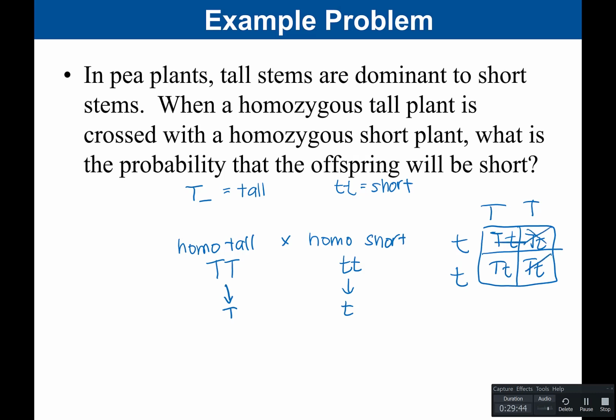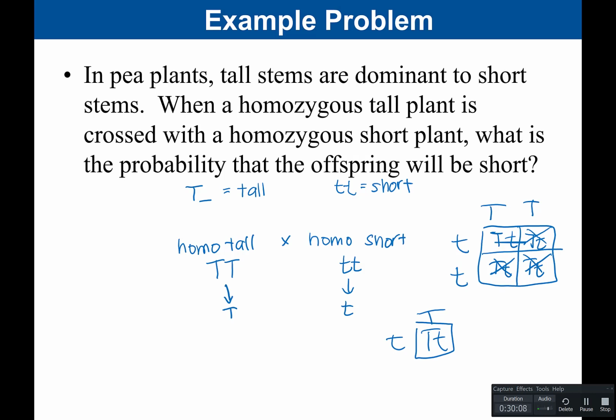I didn't have to do this part or this part or this part because it gave us the same thing. So you can simplify. I like to simplify and I just do the ones that are needed. So I just write one parent can give big T, the other parent can give little t, and you only have to fill in one box.